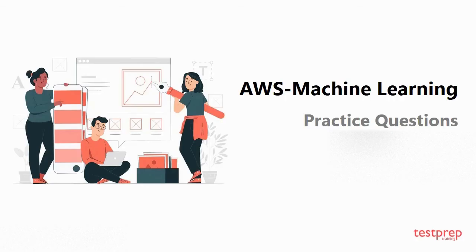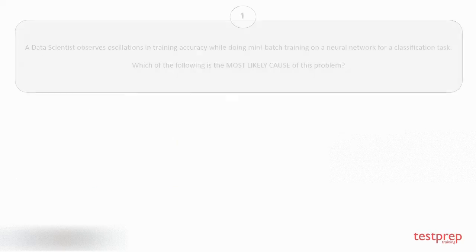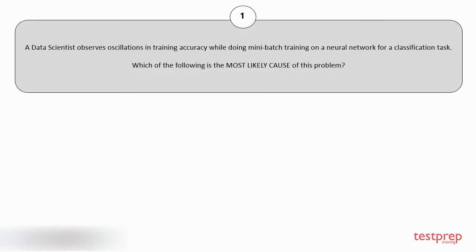In this video you will learn about some commonly asked questions in AWS machine learning. So let's get started. Question number 1. A data scientist observes oscillations in training accuracy while doing mini-batch training on a neural network for a classification task. Which of the following is the most likely cause of this problem?